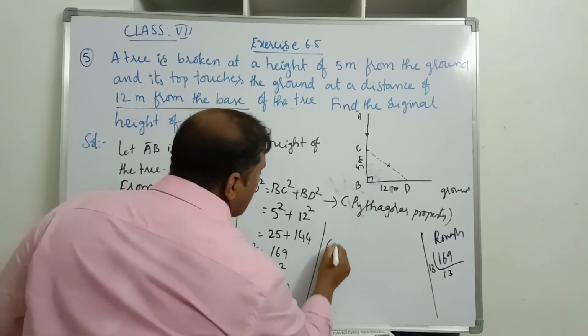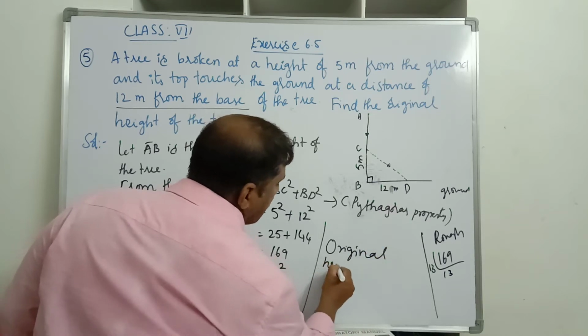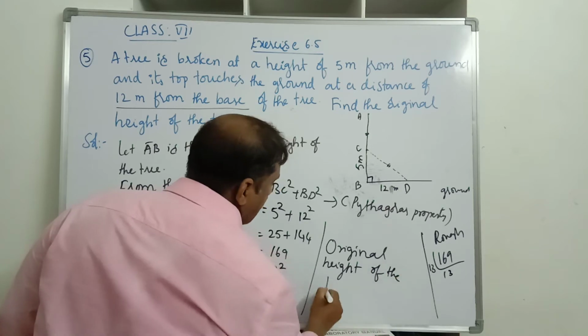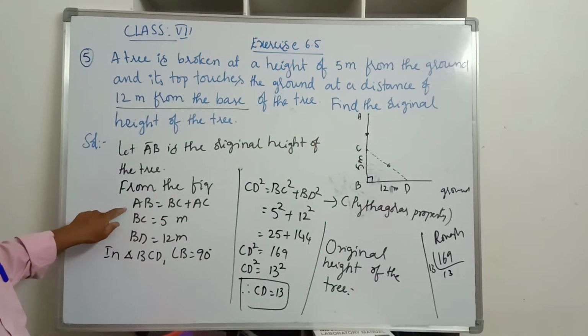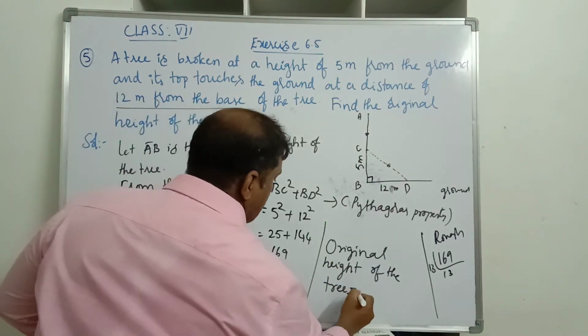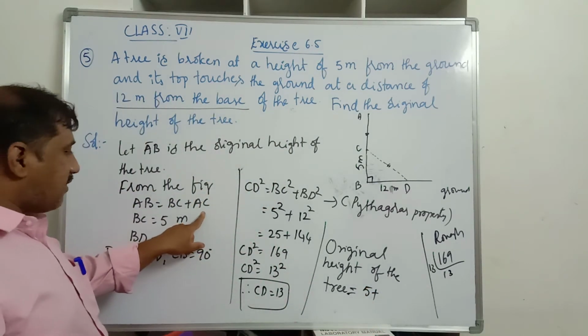Now the original height of the tree is equal to what? AB. AB is equal to what? BC plus AC. That is, BC is equal to what? 5 meters plus AC is equal to what?